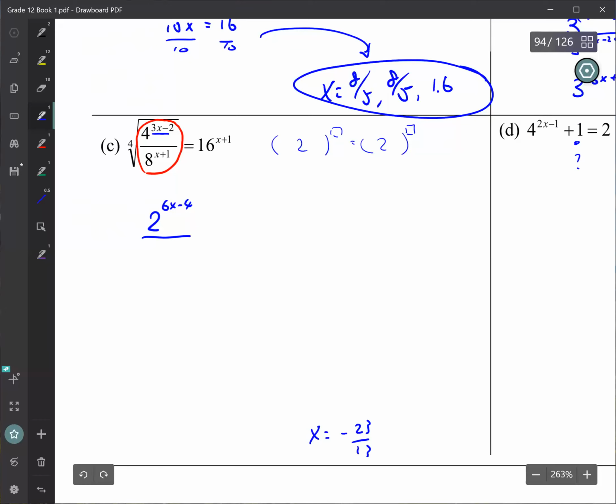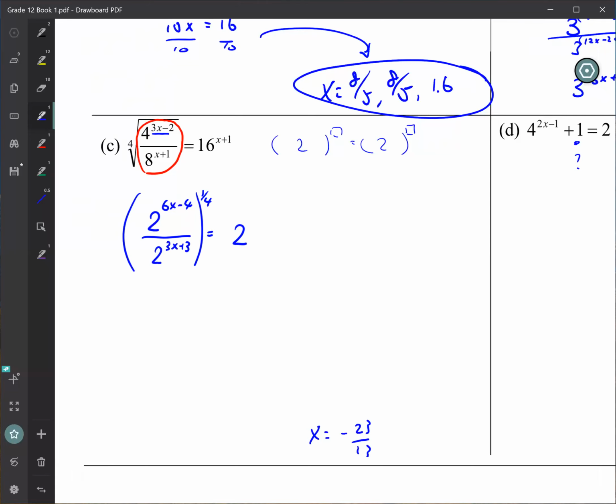And then 8 will be 2 to the 3. So 3 will multiply 3x plus 3, right? And then fourth root will be like 1/4. So it's waiting outside, okay? Because I don't really like fractions, I'm just gonna leave it there for now. And then 16 will be 2 to the 4. Same thing, we can multiply with the exponent. So 4x plus 4.